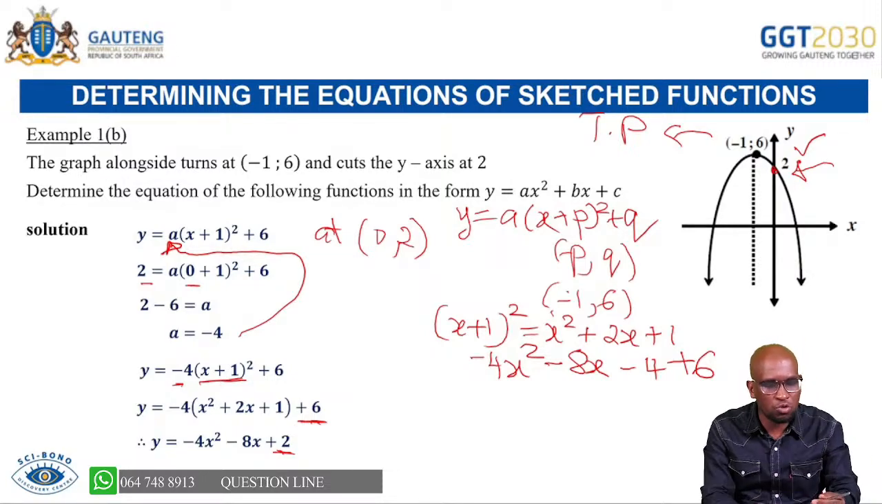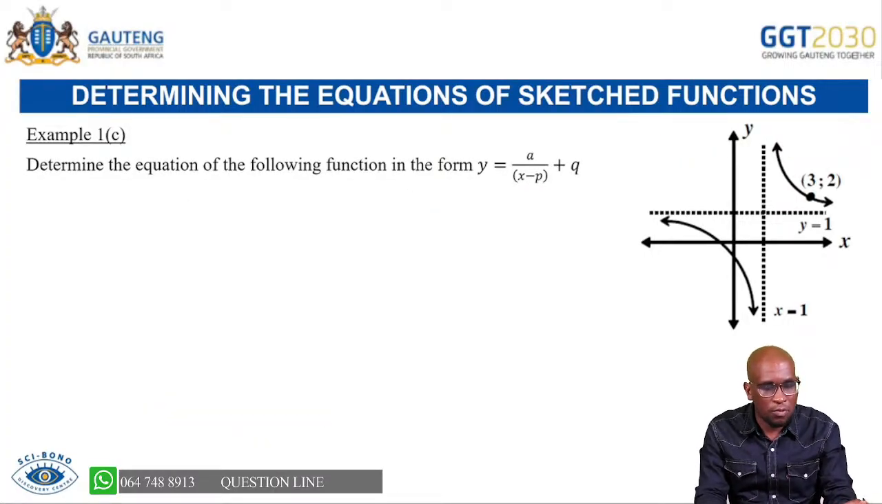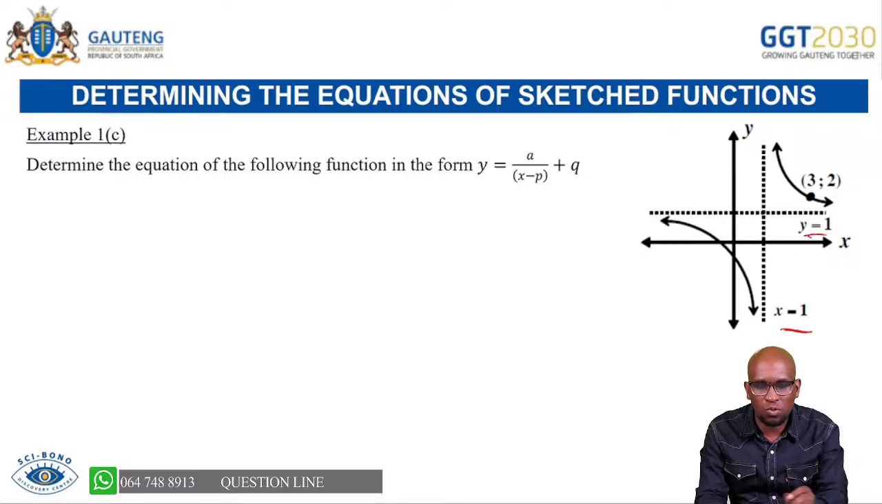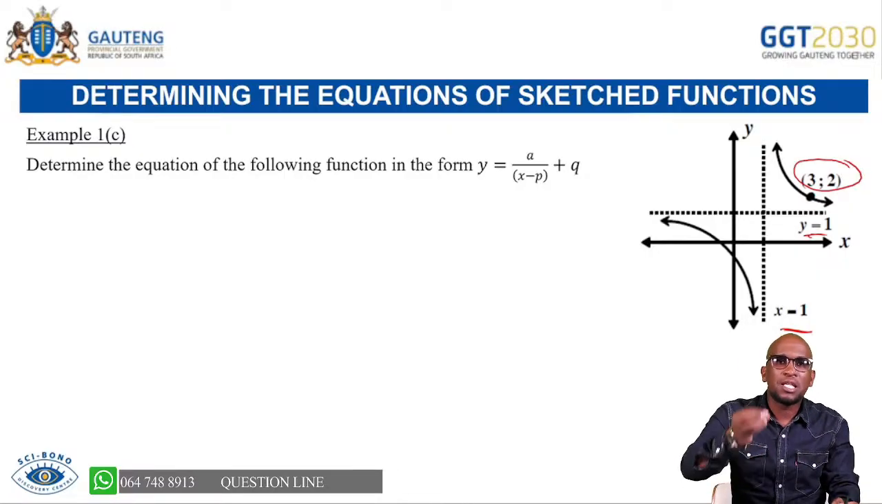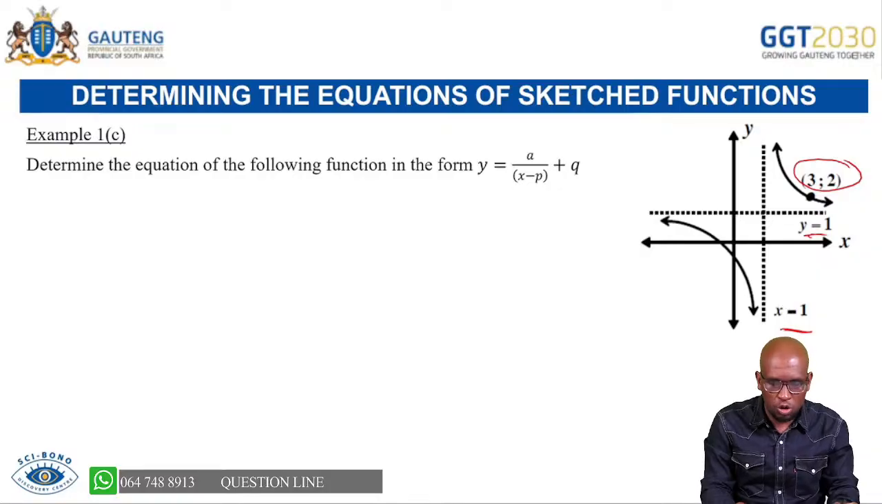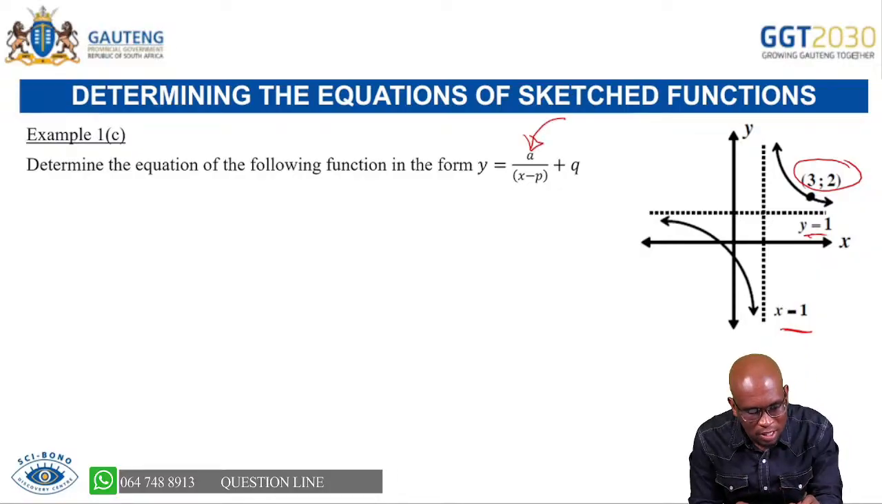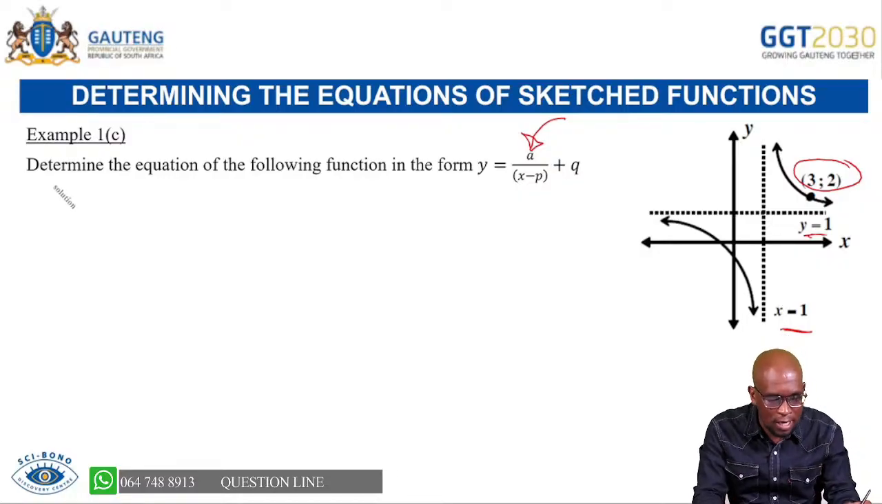We move on now to another function. In this case, it's a hyperbolic function. We are given the asymptotes x equals 1, y equals 1 as well, and then we are given an additional point. So here you just need the asymptotes and a point. Our interest is calculating the value of a, because once we have the value of a and our asymptotes, then we would have the equation of the hyperbola. Right, let's look at it now.